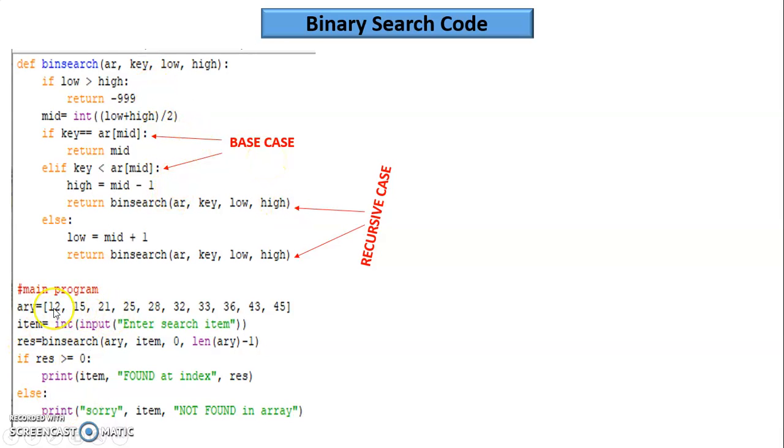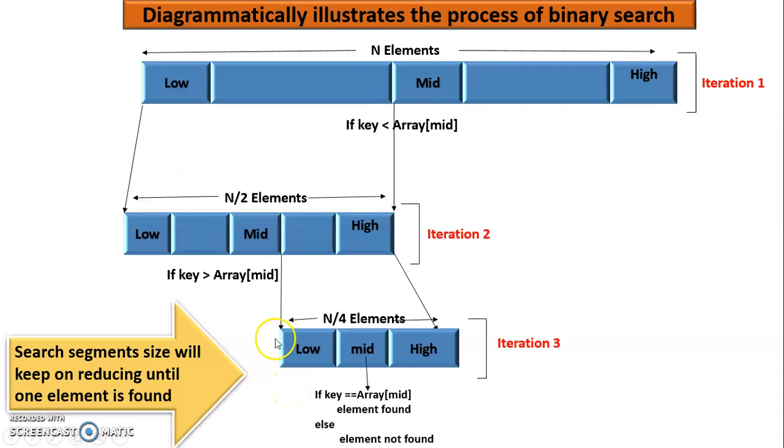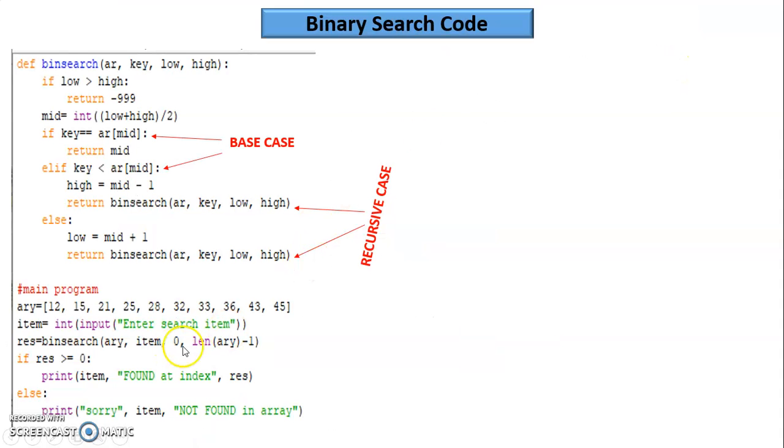And this is very simple. I'm going to store the sorted elements in an array, input the search element, and pass the array and the item which has to be searched. Initially we know the index is 0, because I already told you that in the first step I'm going to consider the entire segment. So I'm going to pass 0 and the length of my array minus 1. If the result is greater than or equal to 0, the item is found, else it is not found.